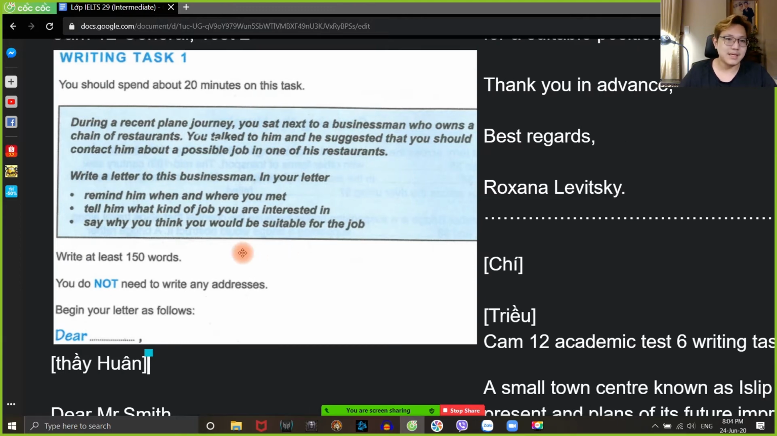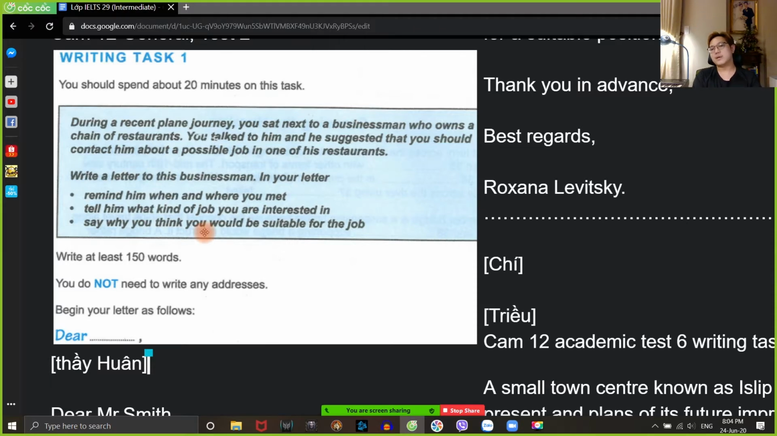I think Mr. Hui is correct because the test essay says why you think you would be suitable for the job, not your sister. So you have to understand the question very well. The question says that the businessman offered you a job, not your sister, okay? Be careful. In case we recommend somebody, it's okay, yeah. But in this case, required is you, not your sister.